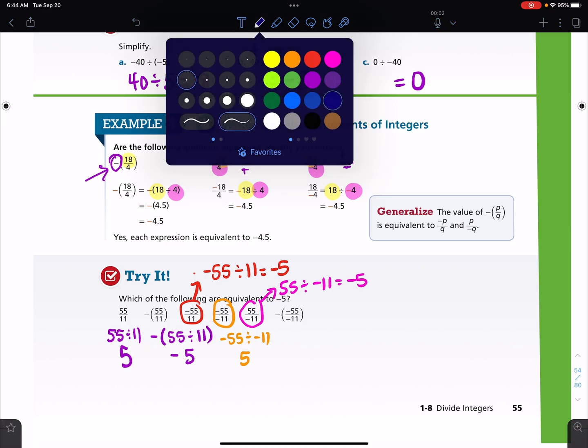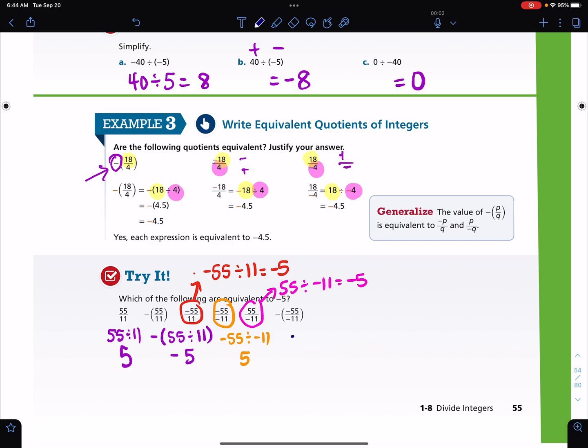And let's see the last one. This one has it on the outside of negative 55 divided by negative 11. So I'm going to solve inside of the parentheses first. Negative 55 divided by negative 11. As you can tell, we did that here. So the answer to that one inside of the parentheses is positive 5. But then I have to apply the negative at the end because it's on the outside of the parentheses. So my final answer for that one is negative 5.